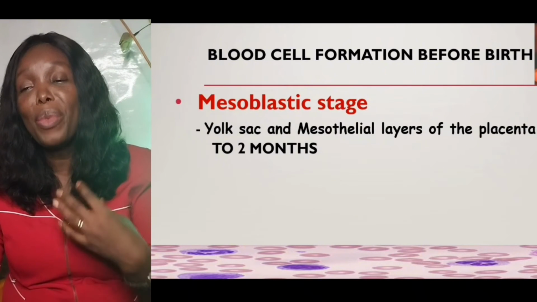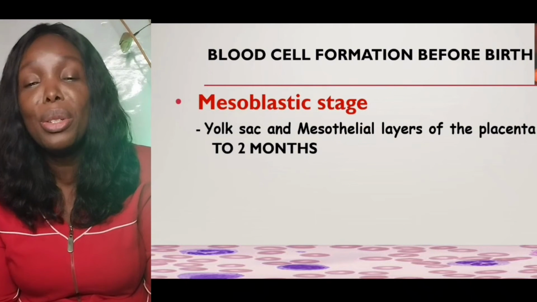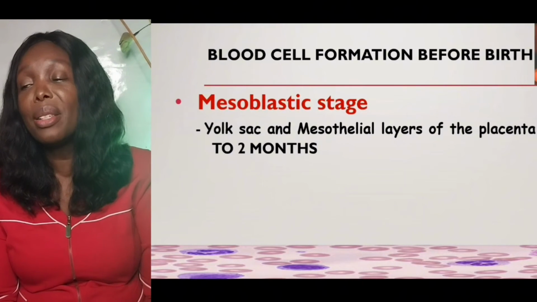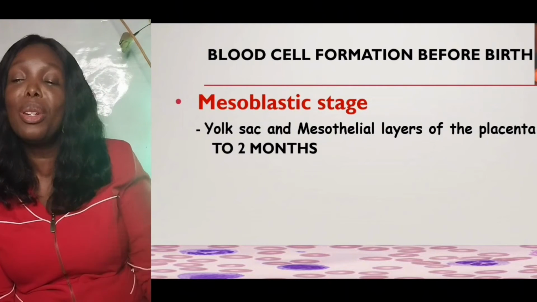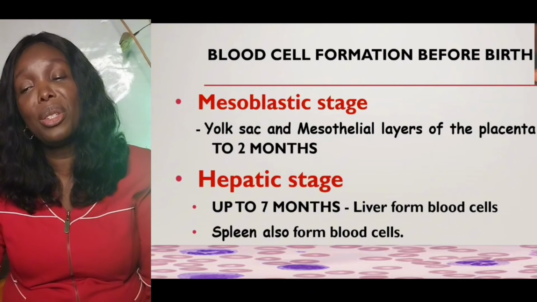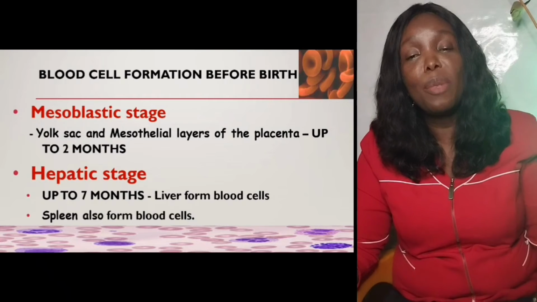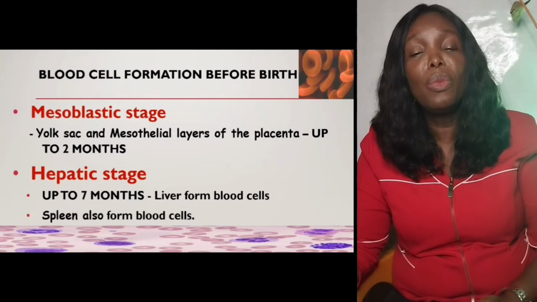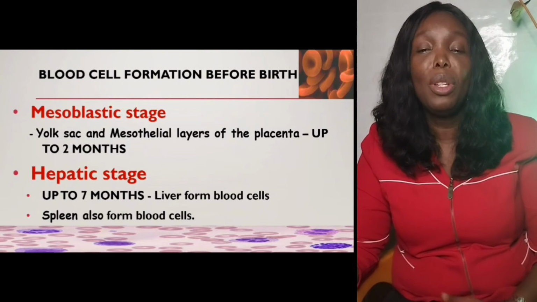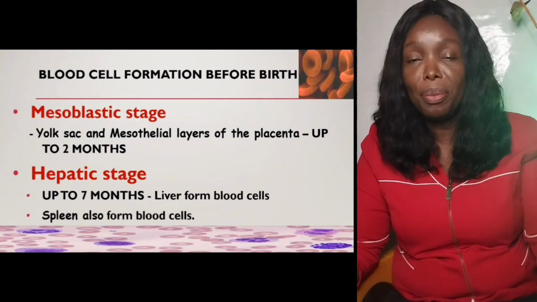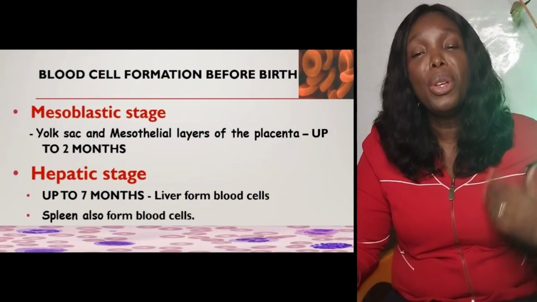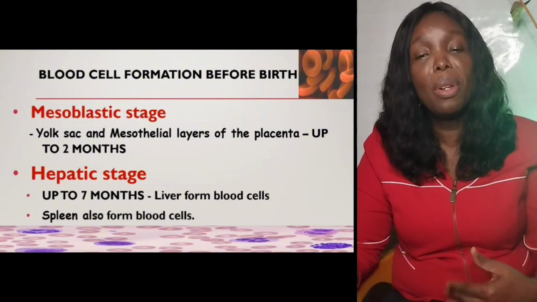So, let us look at blood cell formation before birth. Blood cell formation before birth, what we call the mesoblastic stage, occurs in the yolk sac and mesothelial layers of the placenta. This occurs up to about 2 months of gestation. And then gradually, the liver and the spleen take up the work of blood cell production from 2 months of gestation to about 7 months. This stage we call the hepatic stage. So from the mesoblastic stage, which occurs at the embryonic stage, to the hepatic stage, at the fetal stage of development, you have the liver and the spleen taking charge of blood cell production.